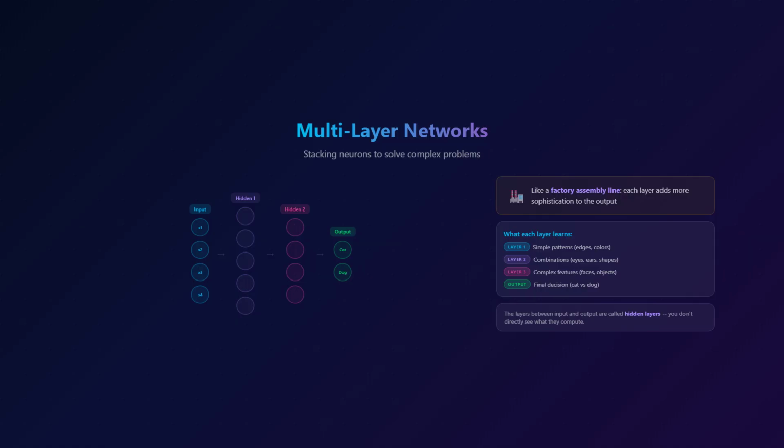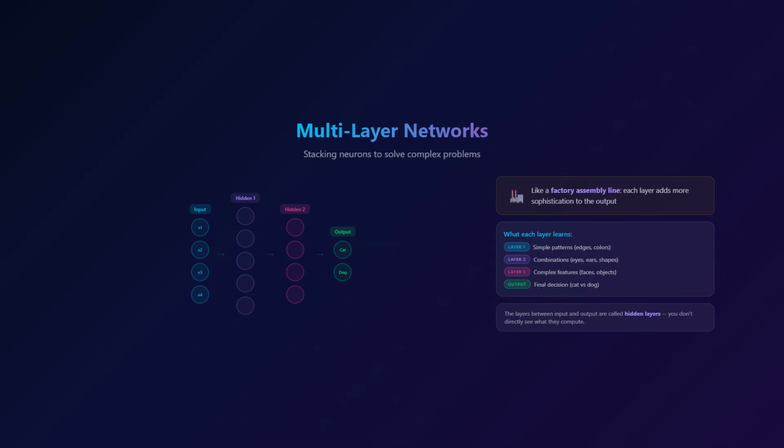Think of it like an assembly line in a factory. The first worker cuts raw material. The second worker shapes it. The third worker paints it. The final worker inspects and approves. Each layer adds more sophistication.